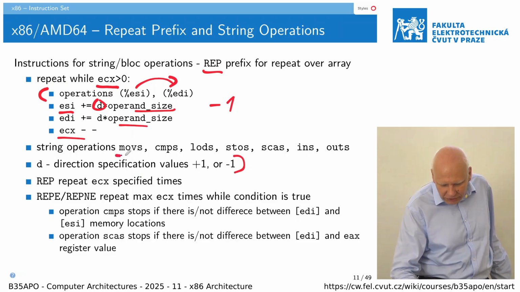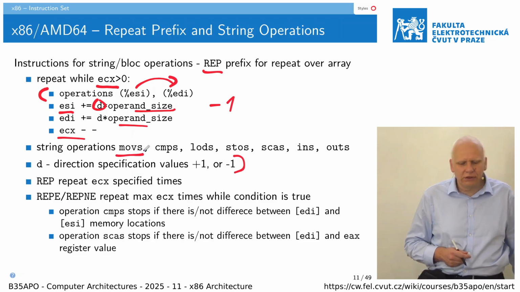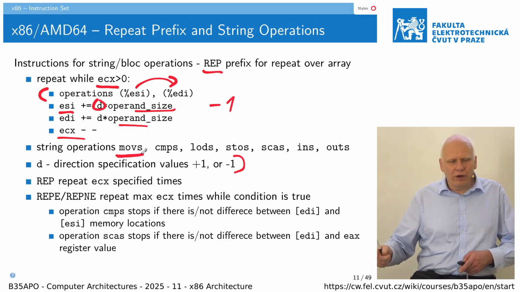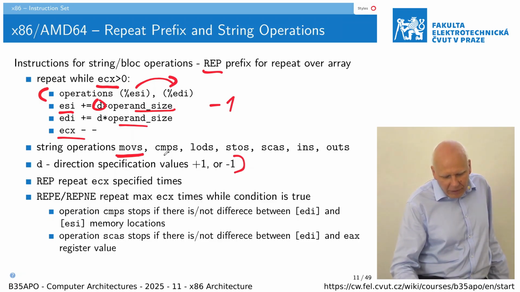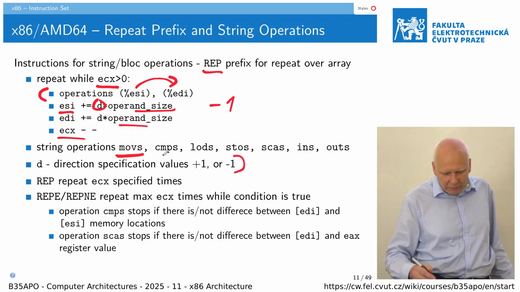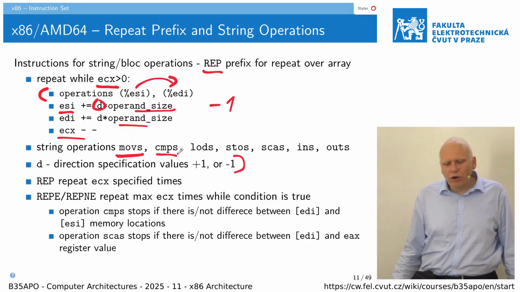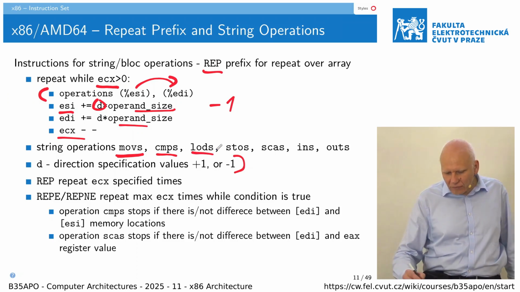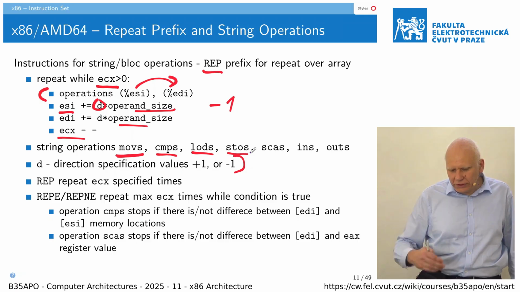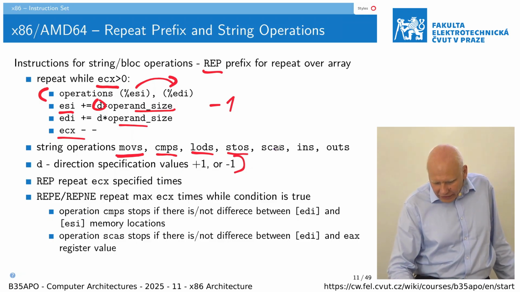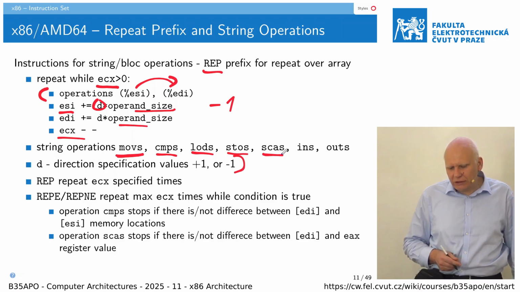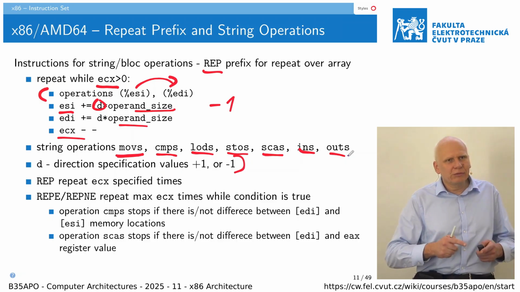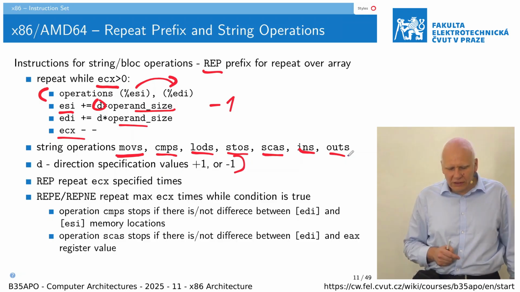And there are those so-called string operations, because initially it was mainly for text strings, which means move one string from one location to another, but do not check the final 0 character or something like that. CMPS compares two strings, loads and stores the values to some locations. Then there is the possibility to do some scans and input and output, where you stream the whole block of the memory to a single port and so on.